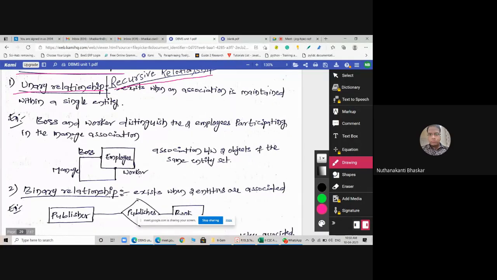Here I have taken a boss and worker relationship. The same thing I am going to apply for the unary relationship. How am I going to apply it? In any organization, if you take all our employees, don't go by the designation. Just simple. All are employees. Any organization you can take. All are employees or not.